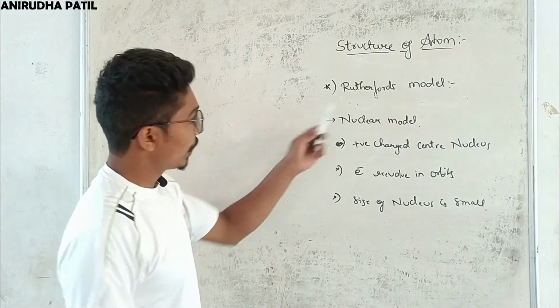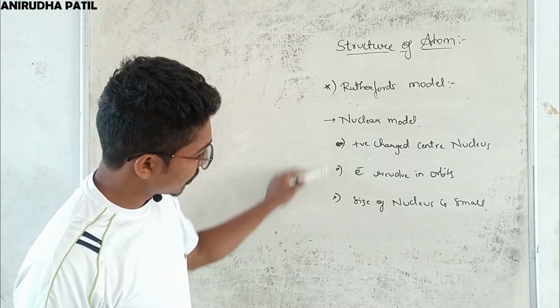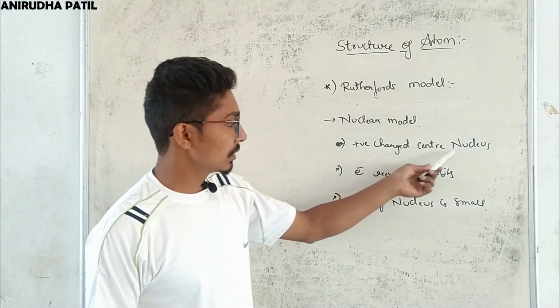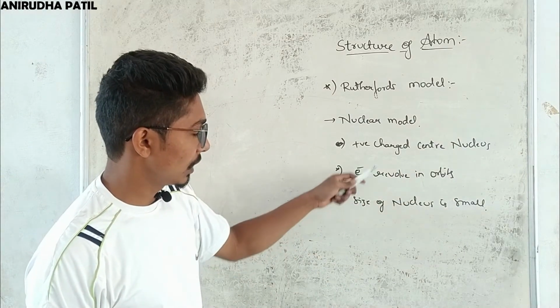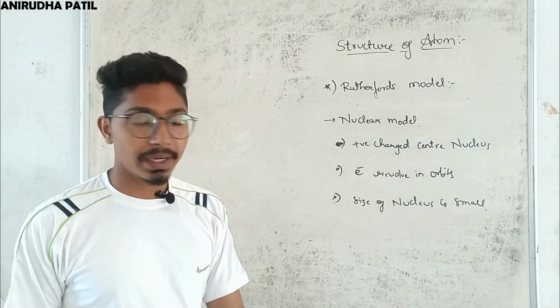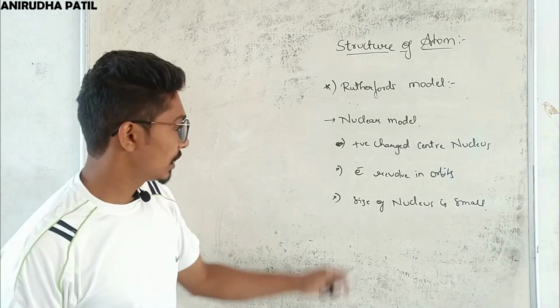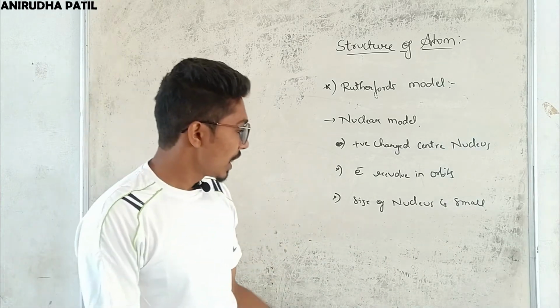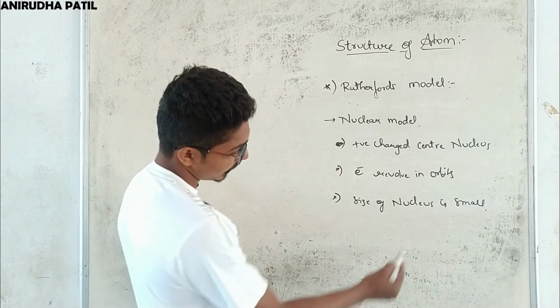Okay, so according to Rutherford's nuclear model, there are three concepts. He said that the positive charge center is known as nucleus, and it has protons. Okay, and electrons revolve around the nucleus in well defined orbits. And the third is, size of nucleus is very small compared to the size of atom, and the entire mass of atom is located in this nucleus.